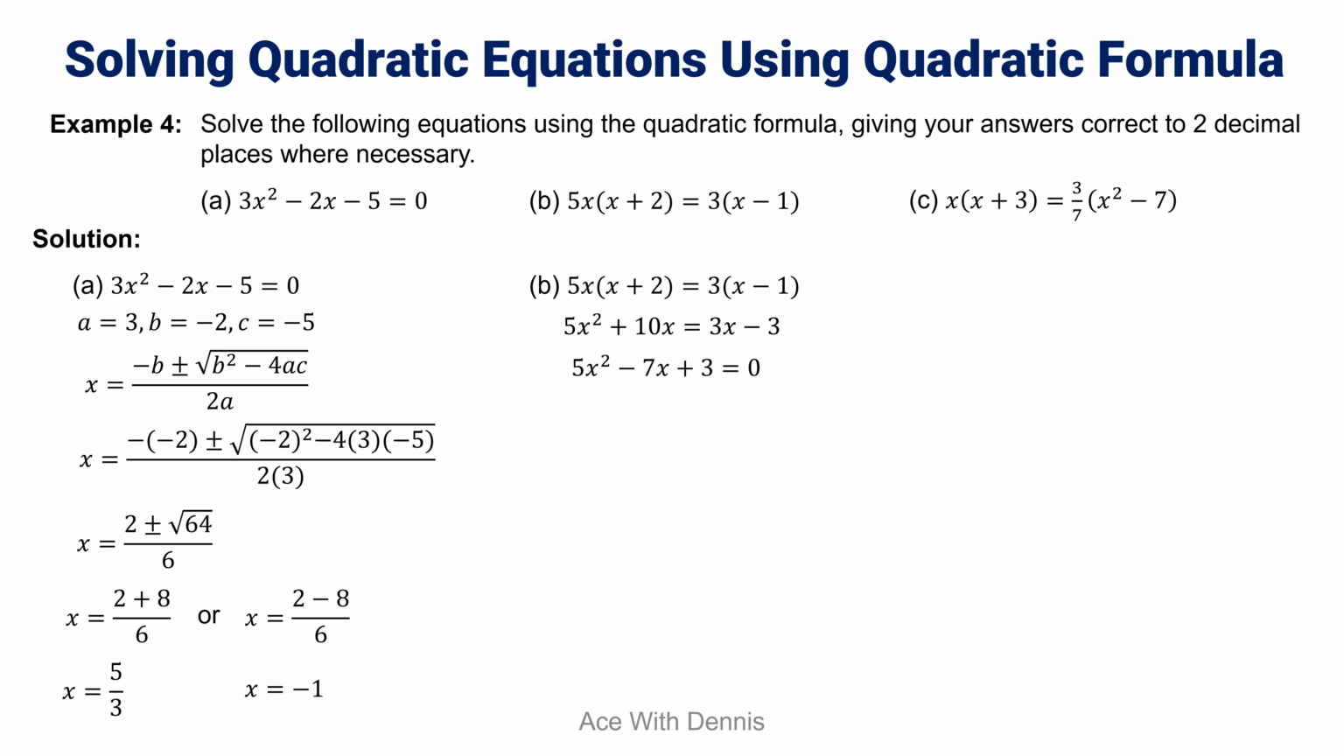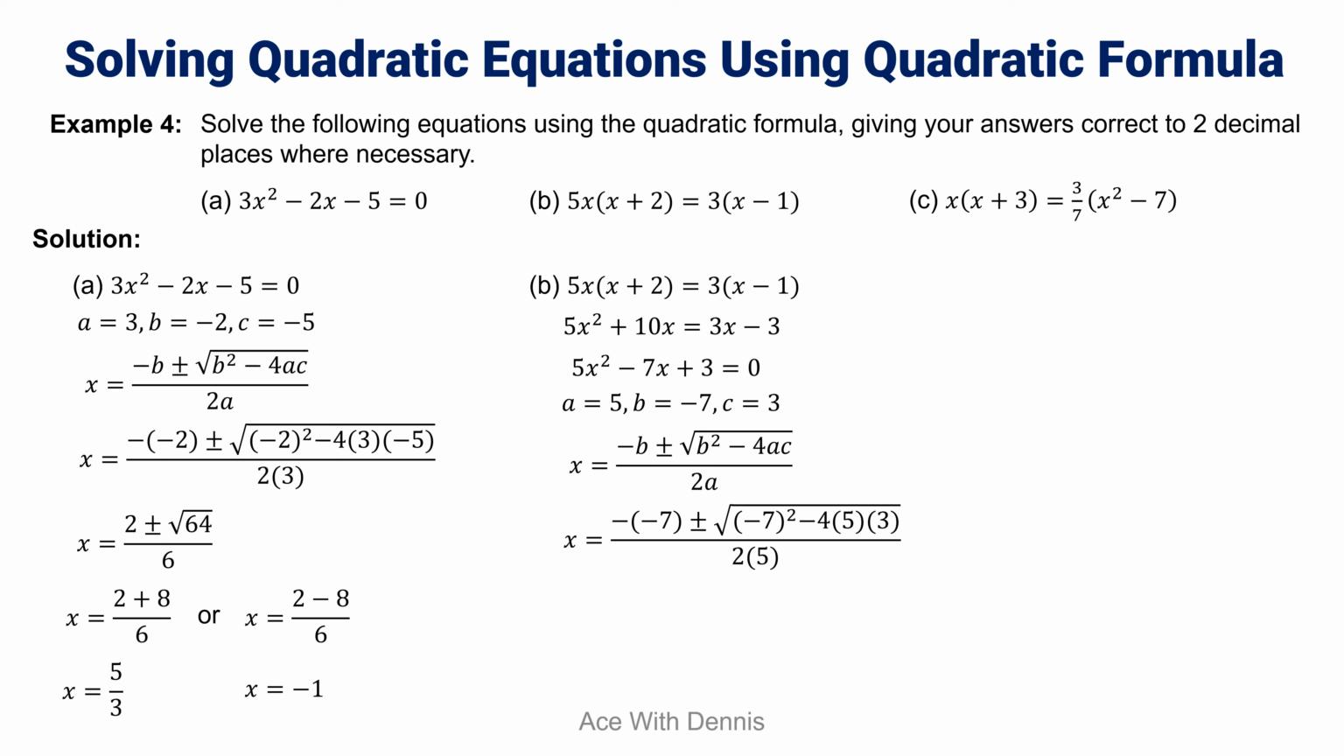Now, this equation is in the form of ax squared plus bx plus c, where a equals 5, b equals -7, and c equals 3. Then we can apply the formula x equals -b plus minus square root of b squared minus 4ac over 2a. Then substitute the values of a, b, c into this formula. We'll get x equals negative (-7) plus minus square root of (-7) squared minus 4 times 5 times 3 over 2 times 5. So calculate the values. We'll have x equals negative (-7) plus minus square root of -11 over 10.